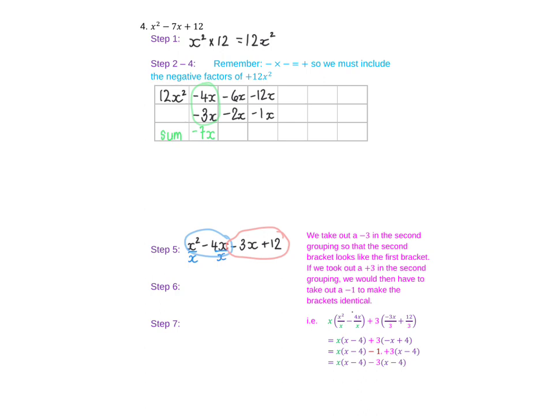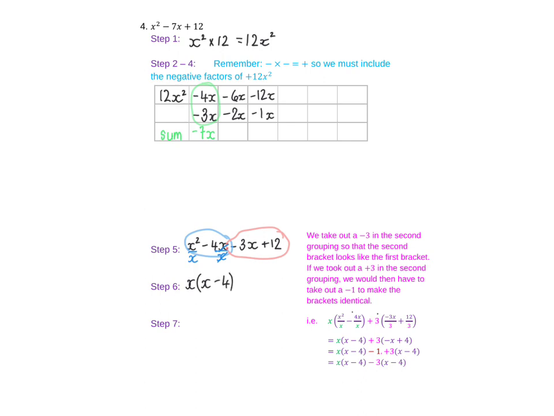So then it is x as our common factor, and then if I divide x squared by x in the first term, the result is x to the power of 1. And then in the second term, if I divide negative 4x by x, the result is negative 4, because x divided by x is 1.